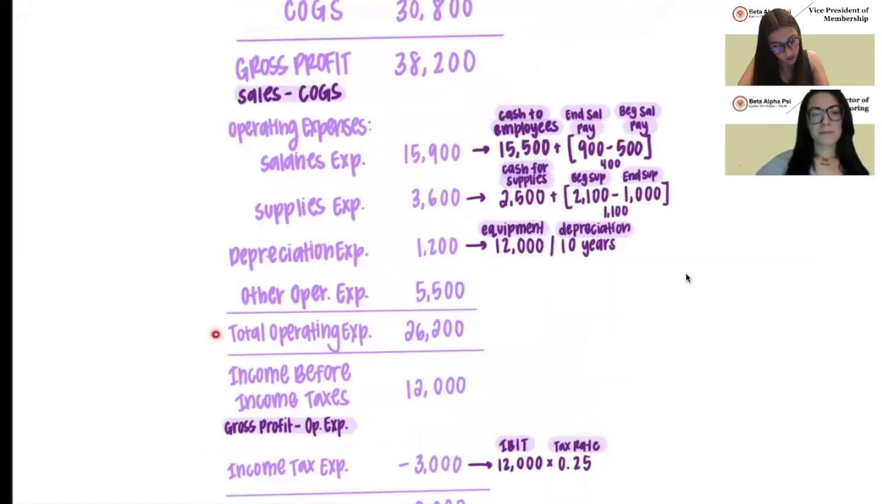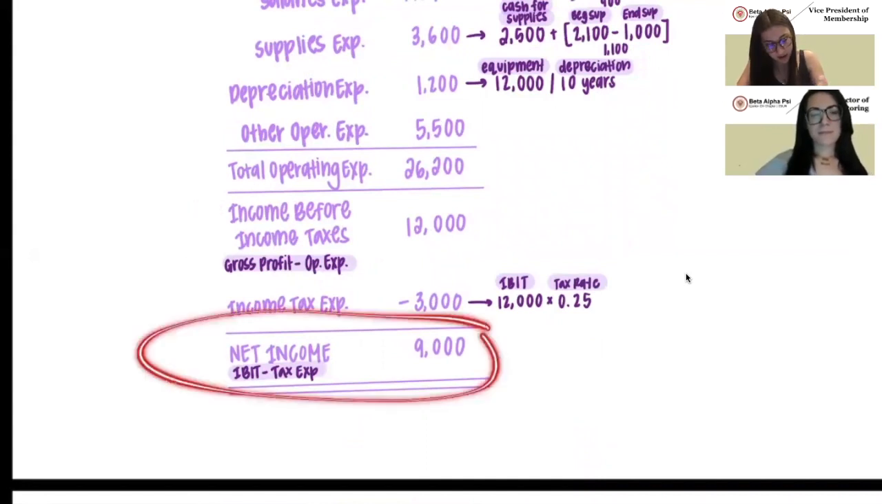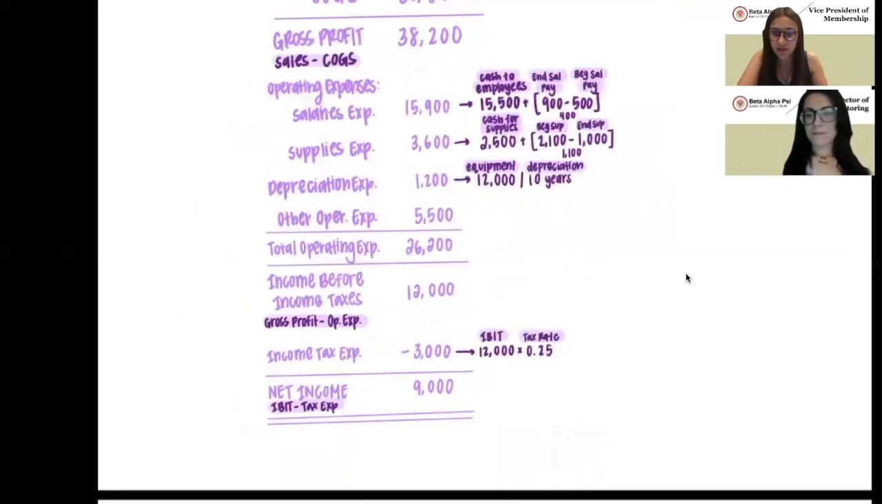So once we find our total operating expenses, we're going to subtract that from our gross profit, and we're going to get our income before income taxes. Then we are going to subtract our income tax expense from our EBIT, and we're going to get our net income. And that's our income statement.